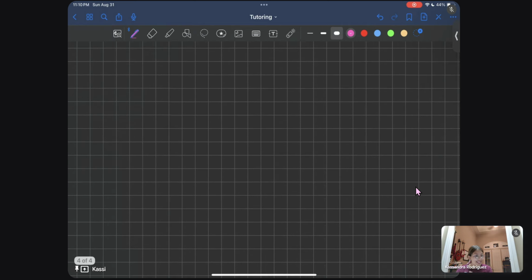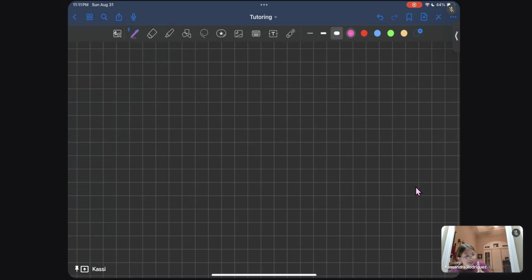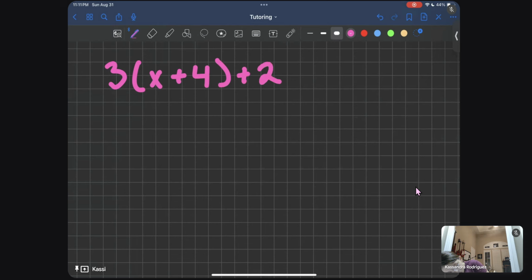So, in typical Cassie fashion, before we go, I want to give you one good problem to work on, okay? I want you to work on this one, and if I have you for lessons, hold on to it for your next lesson, and if not, post it down below in the comments, okay? So, simplify for me. 3x plus 4 plus 2x minus 3.